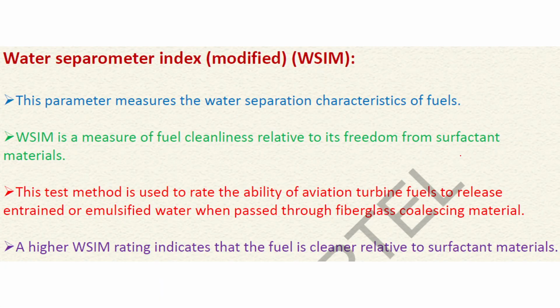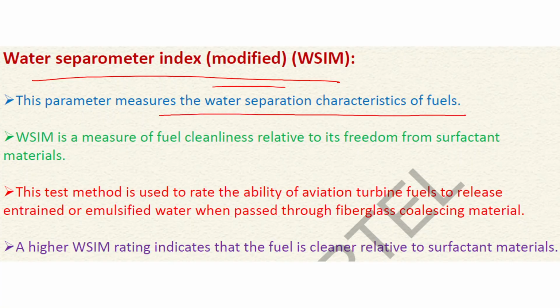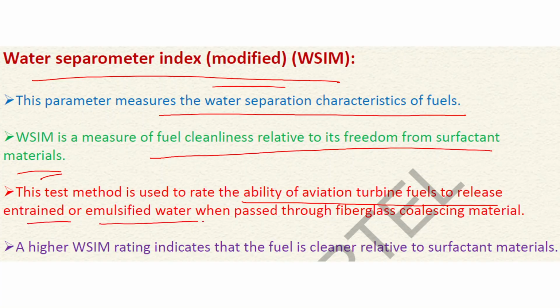least 6 months. Another test is the water separometer index. It measures the water separation characteristics of fuels. The water separometer index is a measure of fuel cleanliness related to its freedom from surfactant materials. As we know, there is some amount of water in the fuel. Though water is not soluble in fuel, some amount is still present, and as water is not soluble in crude oil, it is present in emulsion form. So this test is used to rate the ability of the aviation turbine fluid to release entrained or emulsified water when passed through a fiberglass coalescing material.